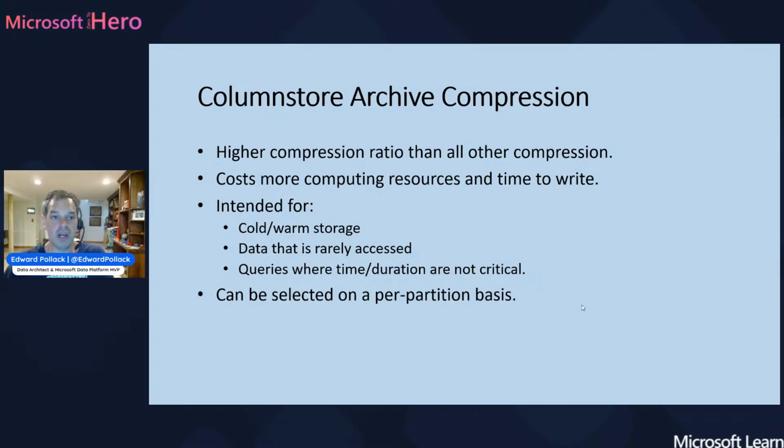Archive compression is more aggressive compression than standard Columnstore compression. Costs more CPU, takes more time to run it and compress, but it's relatively quick to read, and it will take up less space. Therefore, less memory is used as well. You can pick this on a partition by partition basis. So if you have a massive Columnstore index with 30 partitions, you can have one partition be your active partition that you're inserting, updating, deleting from.